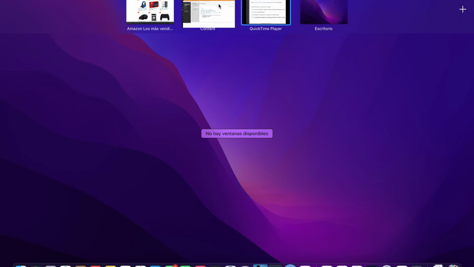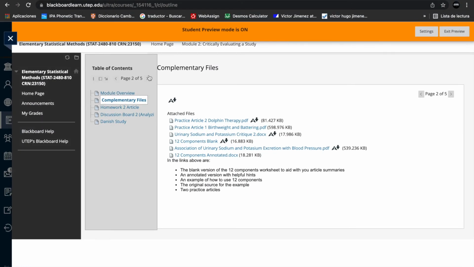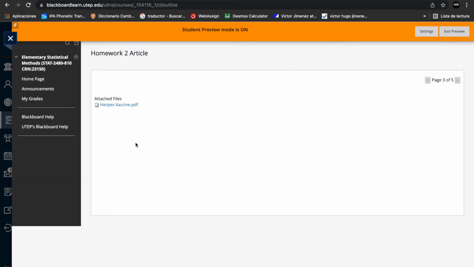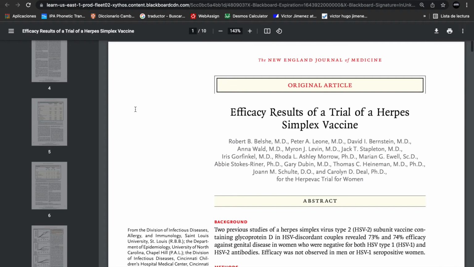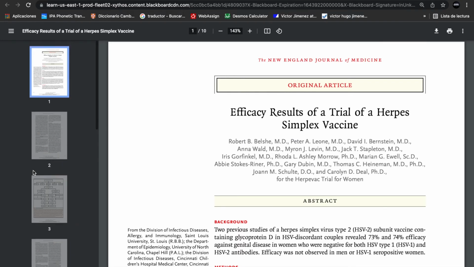But first, the article. You will have to read the article. If you go to Blackboard, to module number 2, you have several files. One of the files, in the table of contents, is the homework number 2 article. You download this PDF file, and there you have it. It's this one: Efficacy results of a trial of a herpes simplex vaccine. It has 10 pages, right? So you want to read all of this. Maybe some of you are interested in this kind of subject or topics.